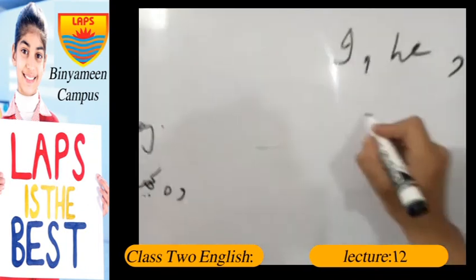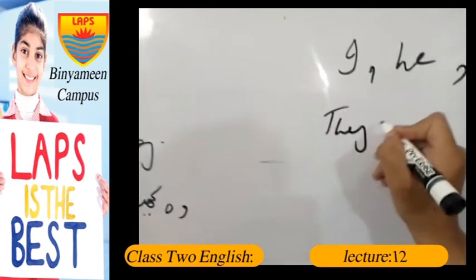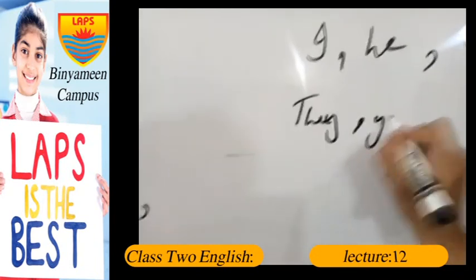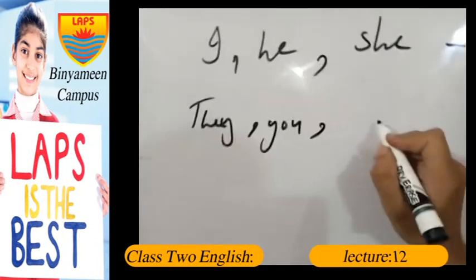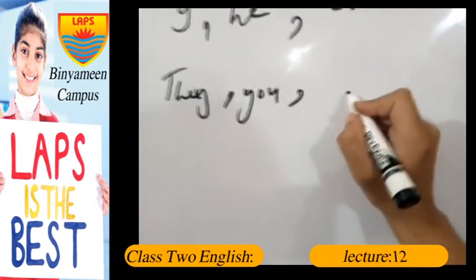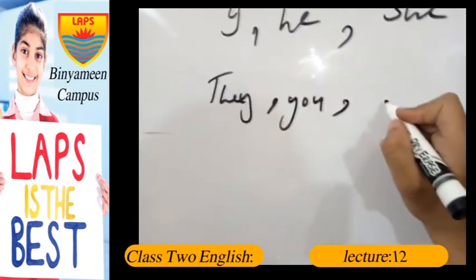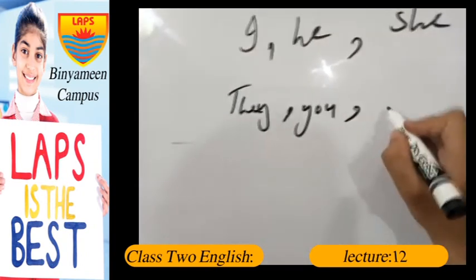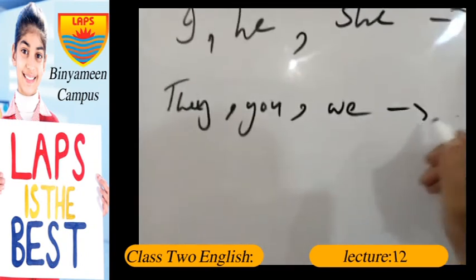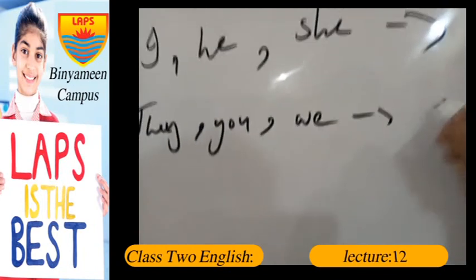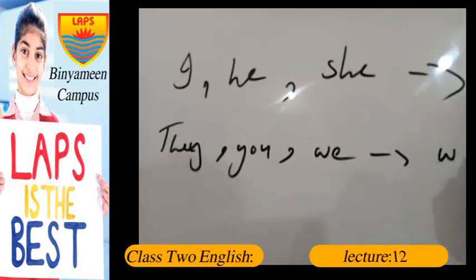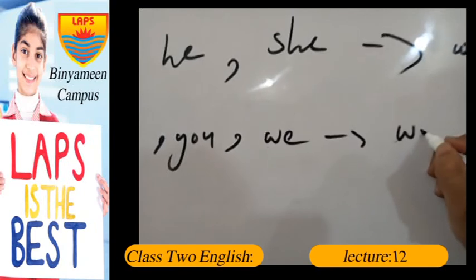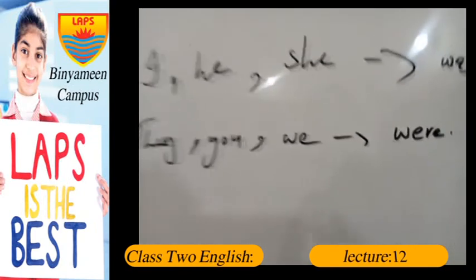And for they, like they were playing, you, like you were eating, and for we, like we were going to the train station, were will be used.